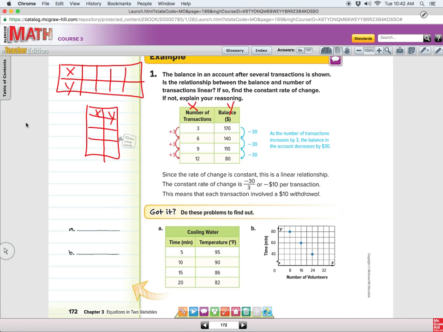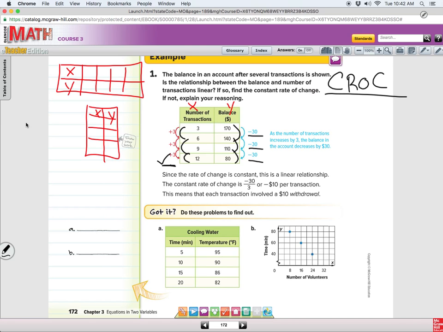They've already marked it on here, which is really nice. We need to go from 3 to 6, which is plus 3, 6 to 9 plus 3, 9 to 12 plus 3. So those are all the same on this side. Looking good so far. Now on this other side, every time we move, we're going down, which means you're subtracting 30. So to find the constant rate of change, CROC.